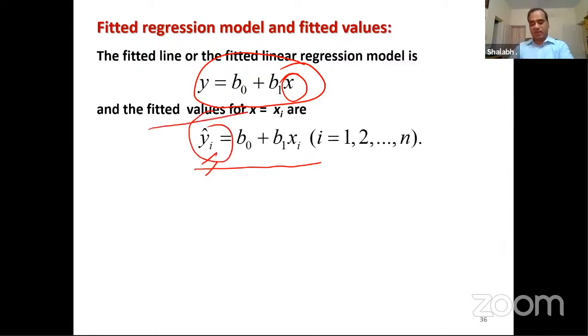So now you can see there are two sets of y values. One set of y values which you have obtained from the experiment, and a second set of y values which you have obtained on the basis of the model. The values obtained on the basis of this model are called fitted values.